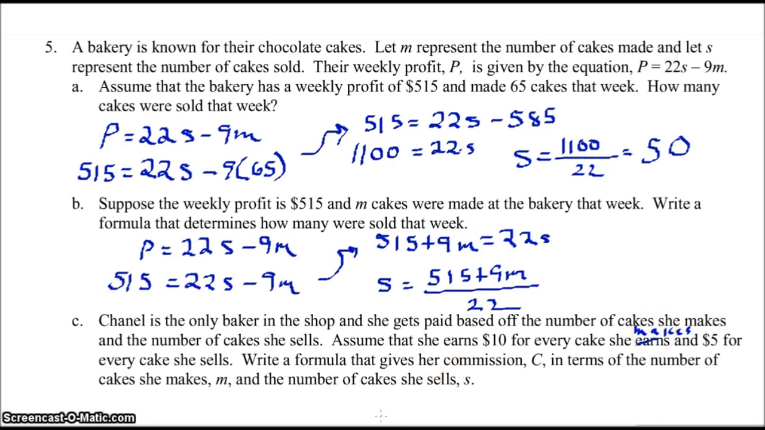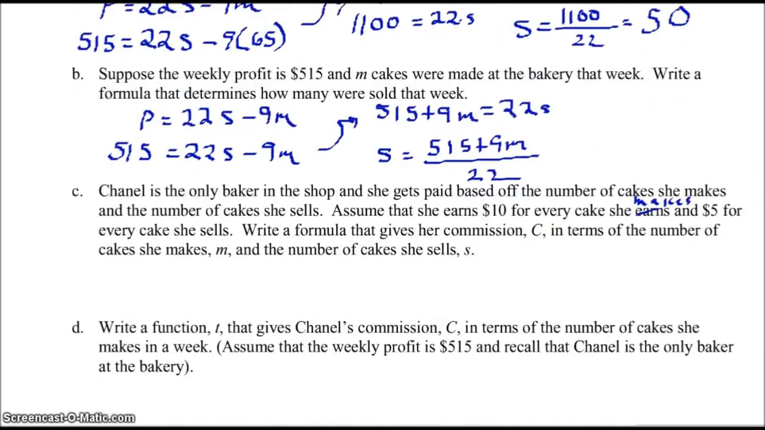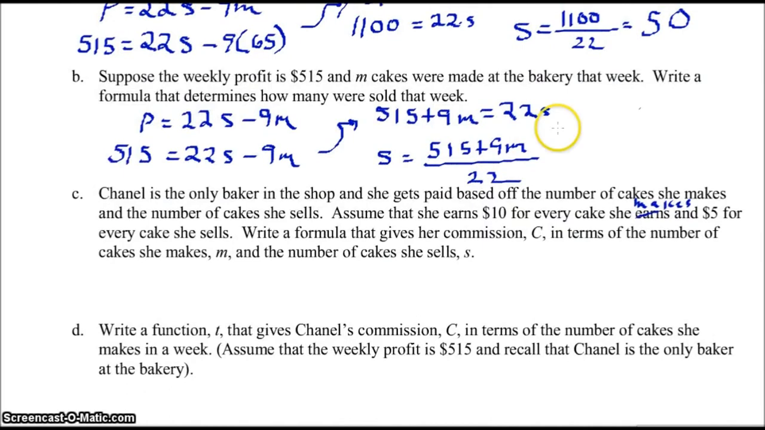Write a formula that gives her commission C in terms of the number of cakes she makes M and the number of cakes she sells S. So her commission C. So C will be $10 for every cake she makes, 10 times M, plus $5 for every cake she sells, 5 times S.